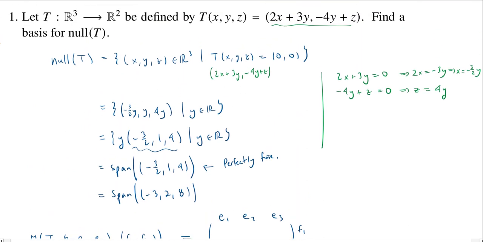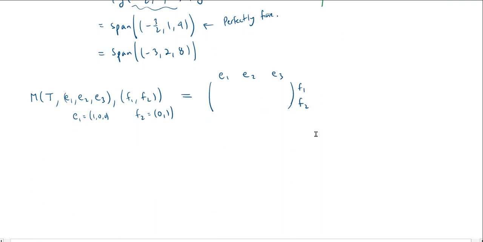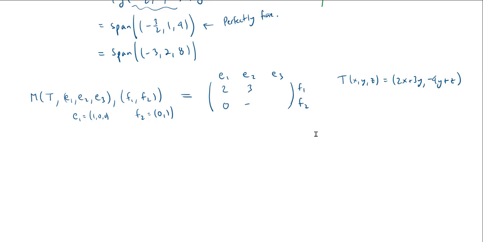Well, we've got to remember our map. How about 2x plus 3y and negative 4y plus z. So let's write that: T of x, y, z is 2x plus 3y and then negative 4y plus z. If I evaluate this at E1, which is 1, 0, 0, the x component is a 1, the y and z are zeros, so we get just a 2 and then a 0. E2 is 0, 1, 0, so I get 3, negative 4. And E3, that's 0, 0, 1, that just gives me a 0, 1.